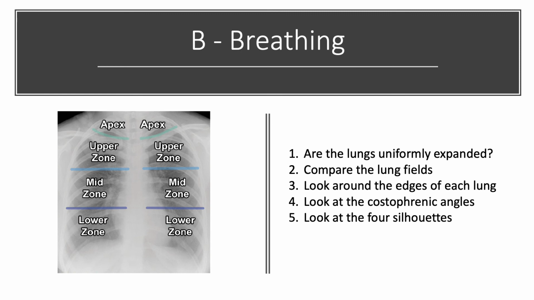Compare the left apex with the right apex, the left upper zone with the right upper zone, the left mid zone with the right mid zone, and the left lower zone with the right lower zone. Look around the edges of each lung, look at the costophrenic angles, and look at the 4 silhouettes.